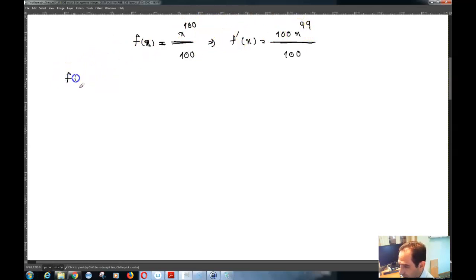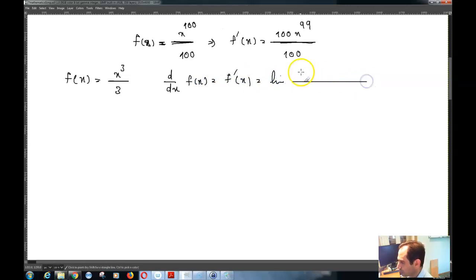let's say you have f of x, which is equal to x cubed over, for example, 3. Now you want to calculate f prime of x. By the first principle, you know that f prime of x, or let's call it d by dx of f of x, is equal to the limit of f of x plus h minus f of x over h as h tends to 0.